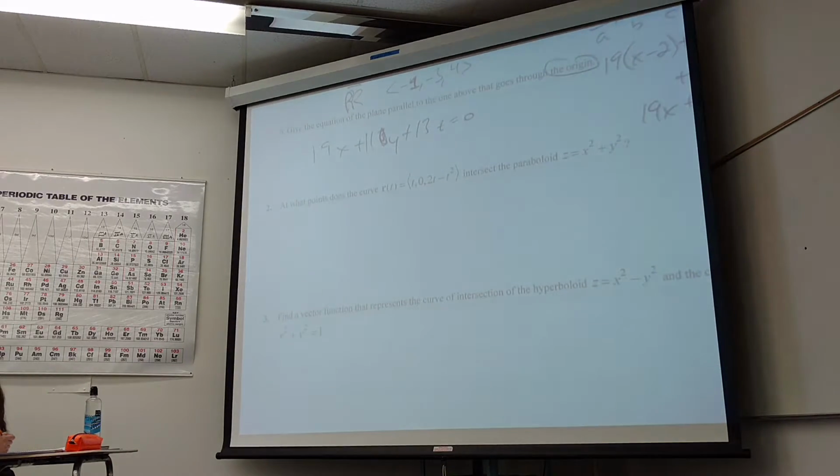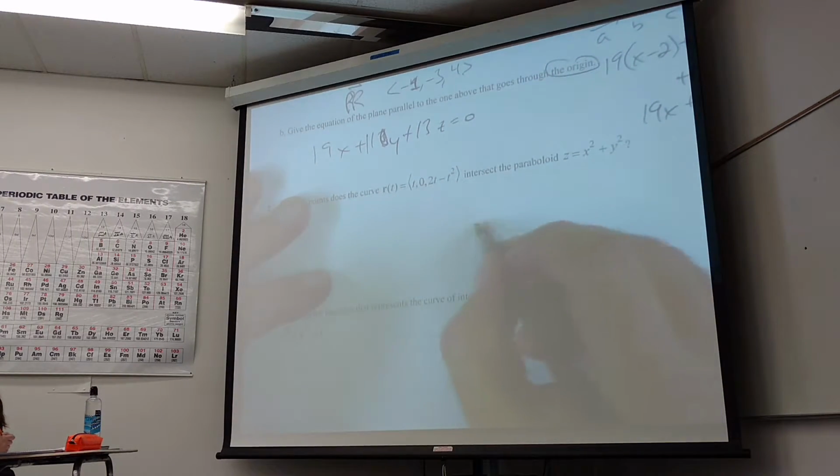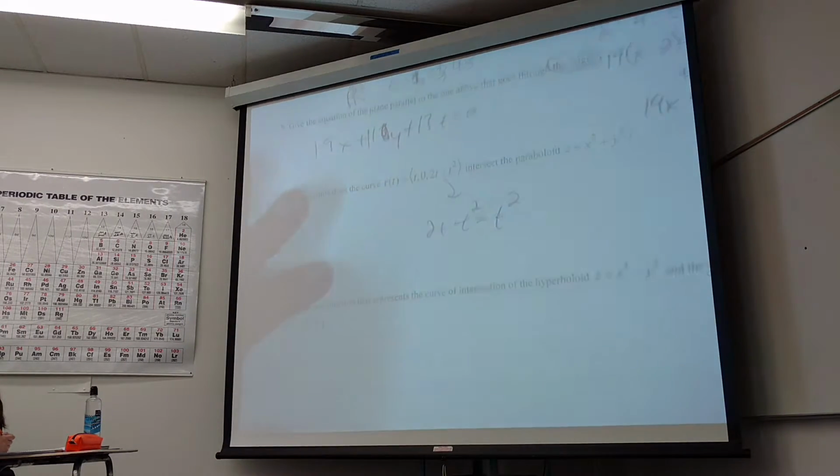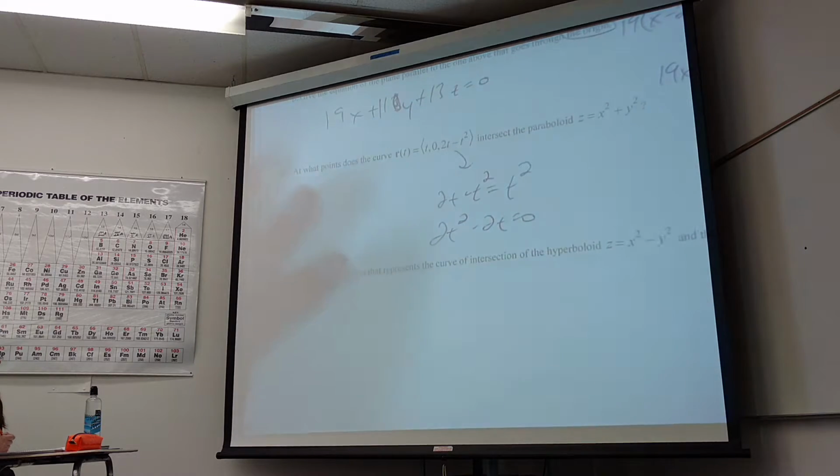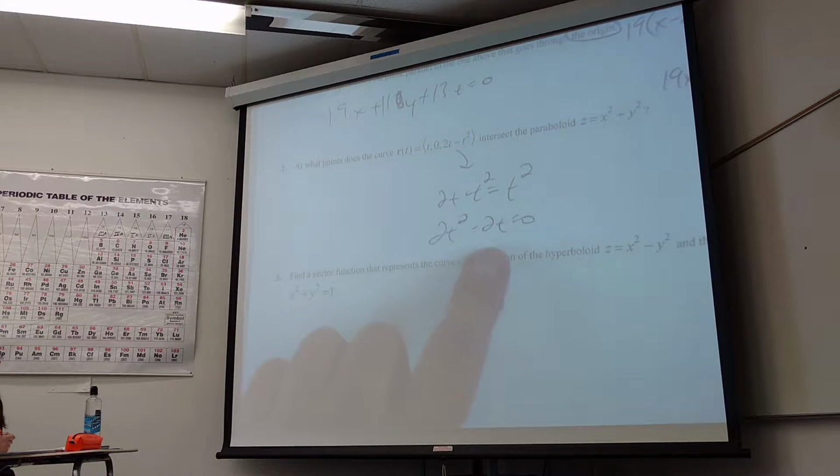So then you plug it in for x, you get t squared, y is 0, and z is 2t minus t squared. So then you get 2t squared minus 2t equals 0. You want to factor this, please.